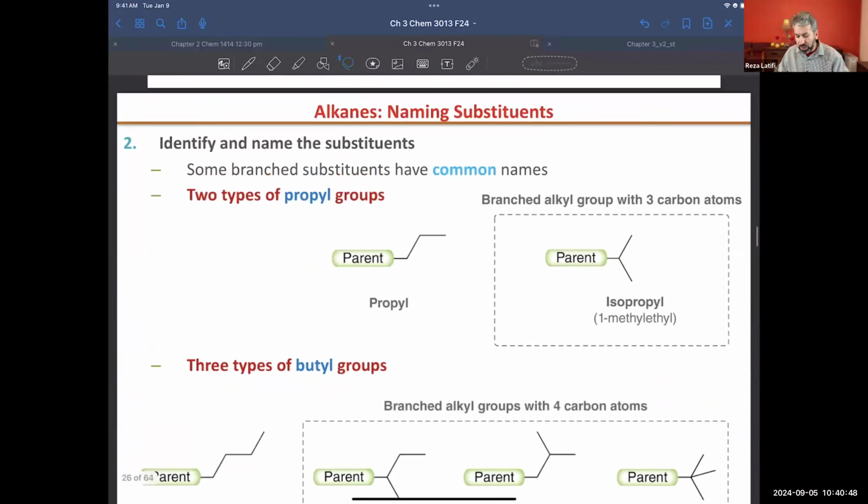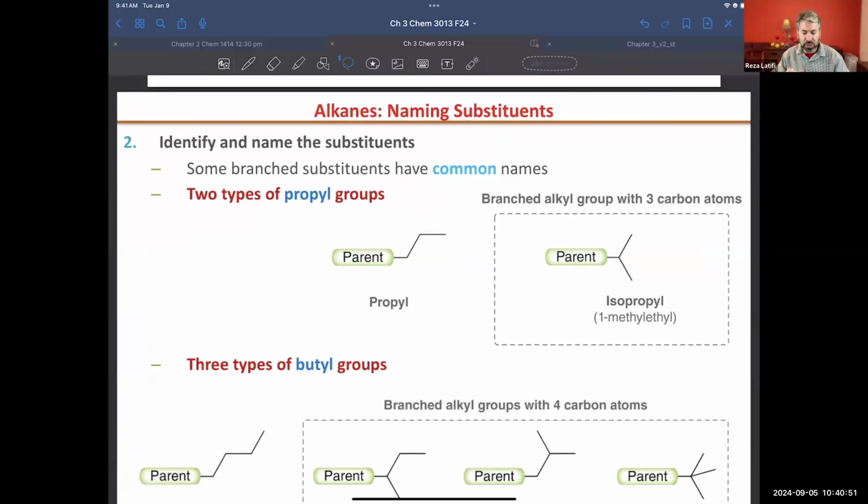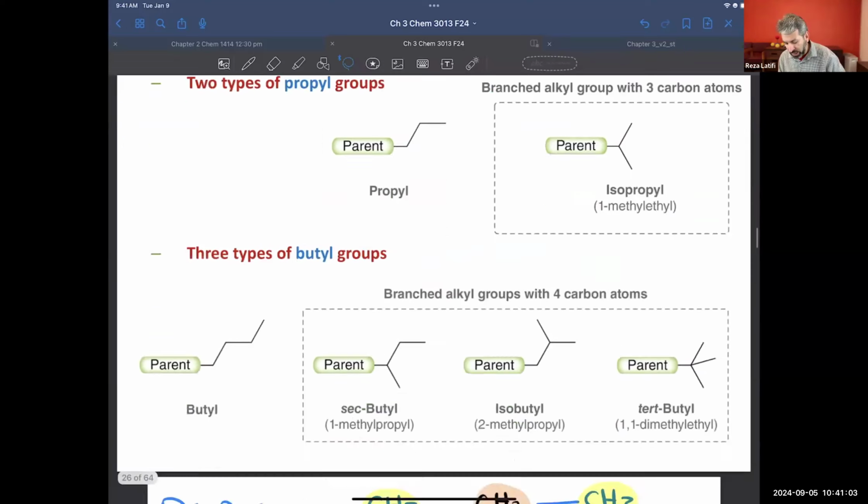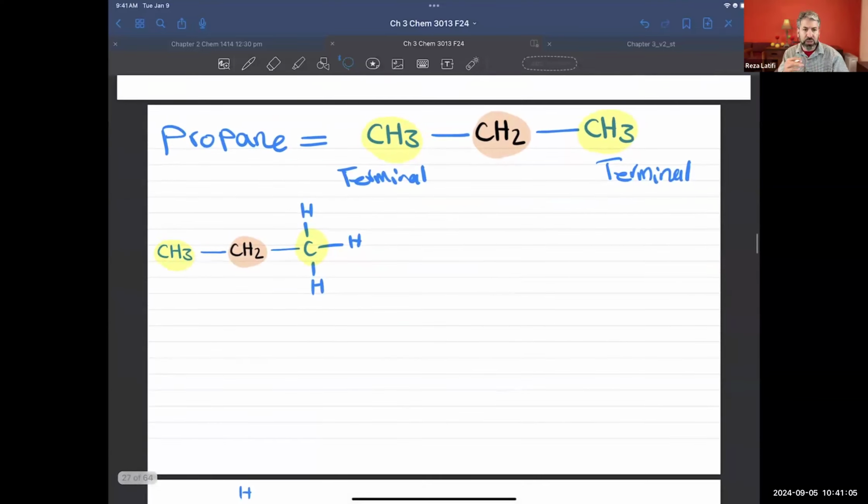So we are trying to learn how to name any alkane. We said we need to know the biggest chain, and that's going to be the parent. Next, we need to know the substituent: what's the name of the substituent, and where are they? I'm going to start with propane.